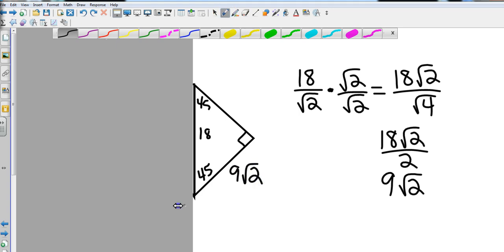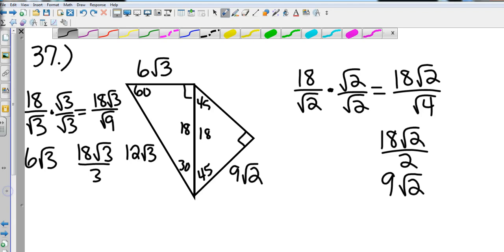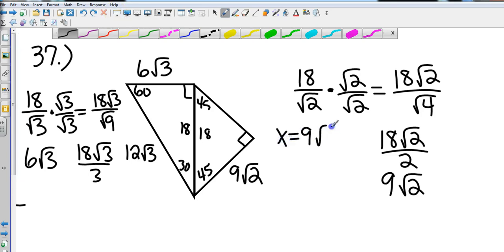Okay, so just to clean that up a little bit. X was 9 radical 2. Y, I believe, was the short leg. That's 6 radical 3. And Z is 12 radical 3.